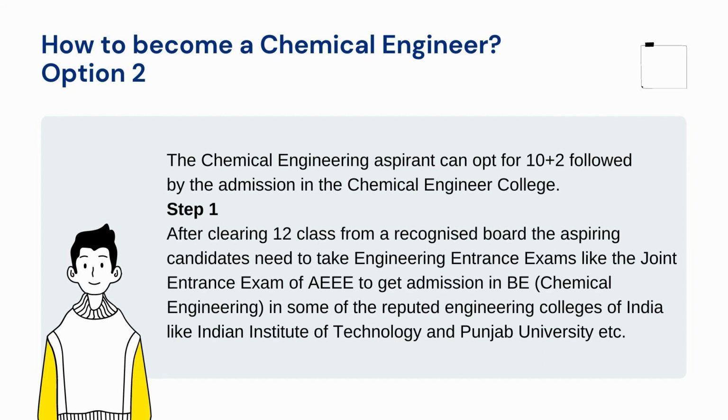Second option. The chemical engineering aspirant can opt for 10+2 followed by admission in a chemical engineering college. Step 1. After clearing 12th class from a recognized board, the aspiring candidates need to take engineering entrance exams like the Joint Entrance Exam or AEEE to get admission in B.Tech chemical engineering in some of the reputed engineering colleges of India, like the Indian Institute of Technology and Punjab University, etc.